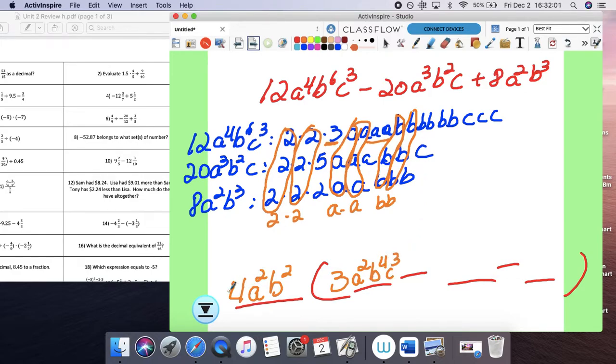Just let me check. 4 times 3 is 12. A squared times A squared is A to the 4th. B squared times B to the 4th is B to the 6th, and then C cubed. Well, seems correct. Minus the second term, I have a 5 left over.